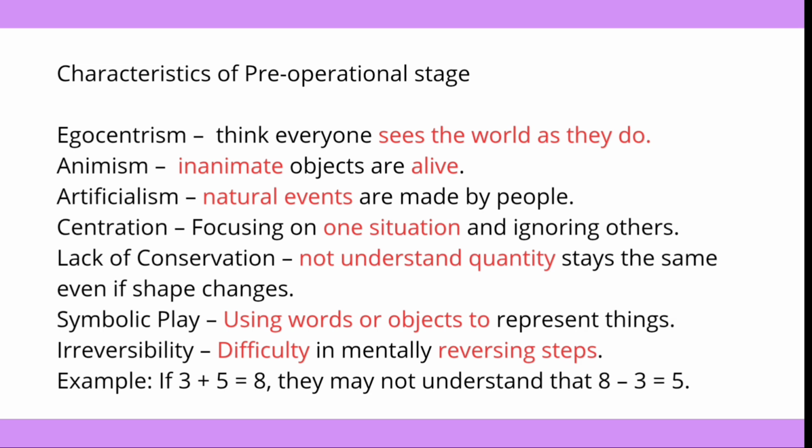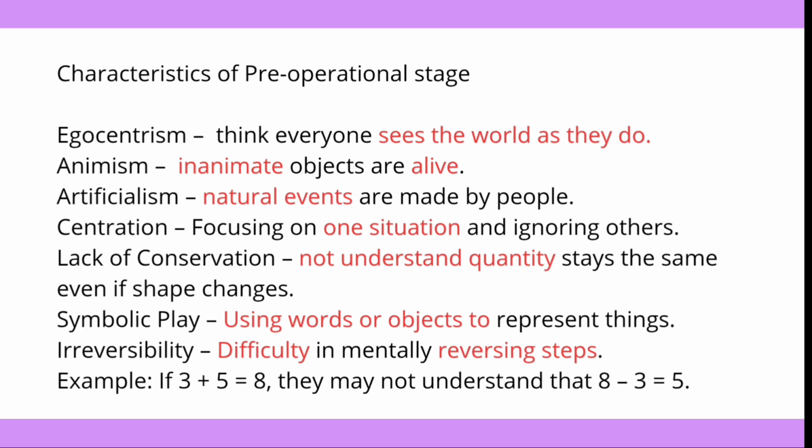Characteristics of the pre-operational stage. The first is egocentrism, where children have difficulty seeing things from another person's point of view. They believe that what they see, feel, or experience is the same for everyone. Second is animism. They believe that inanimate objects are alive. For example, the teddy bear is sad because I left it alone.